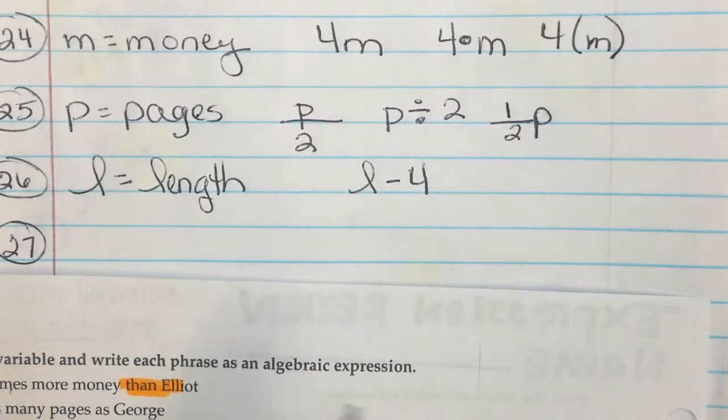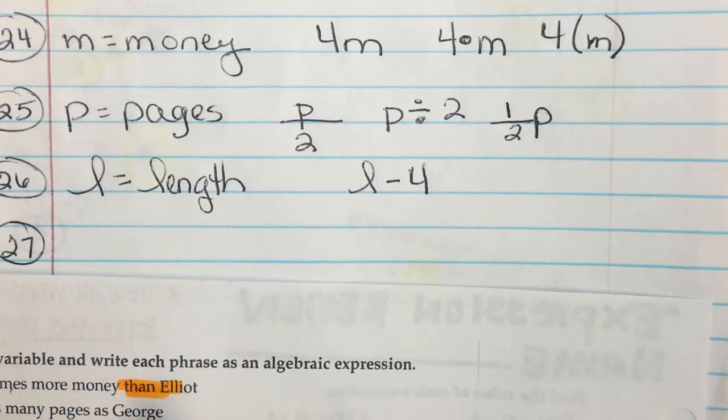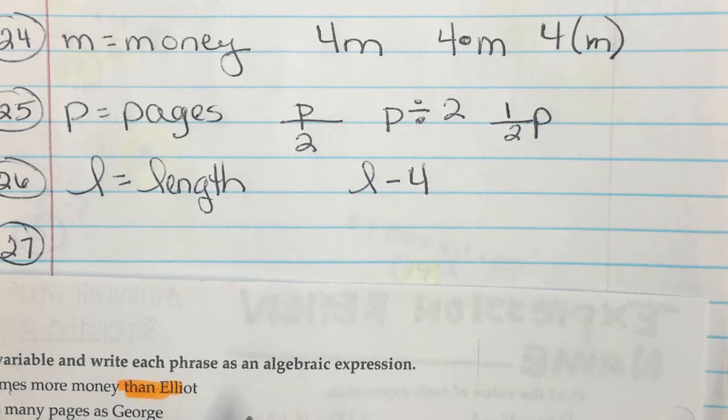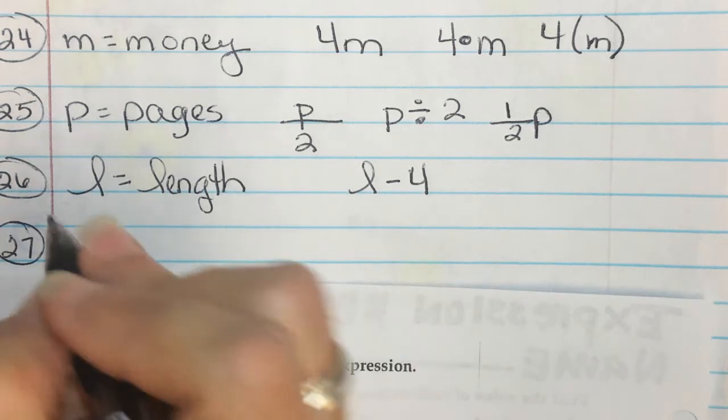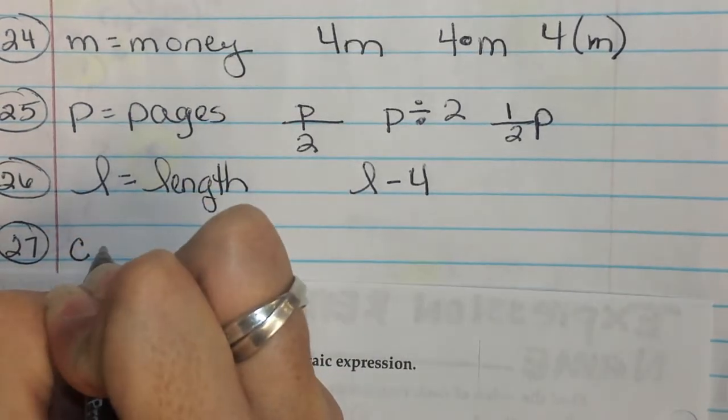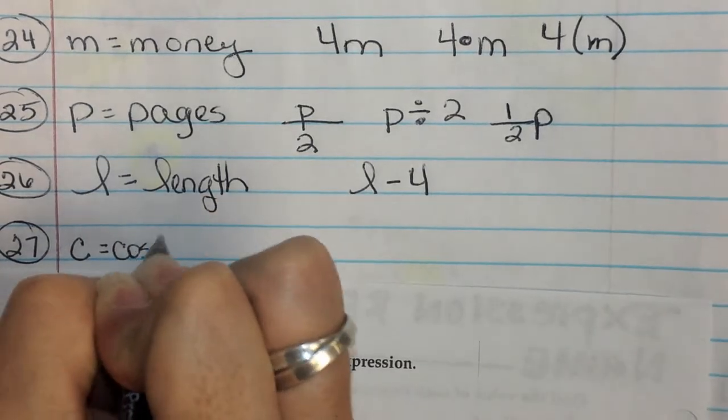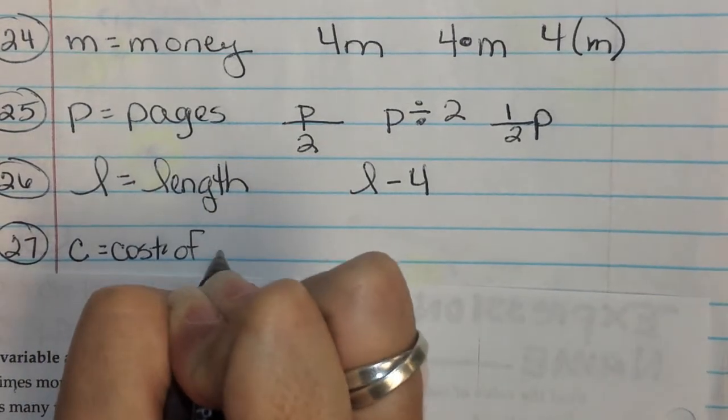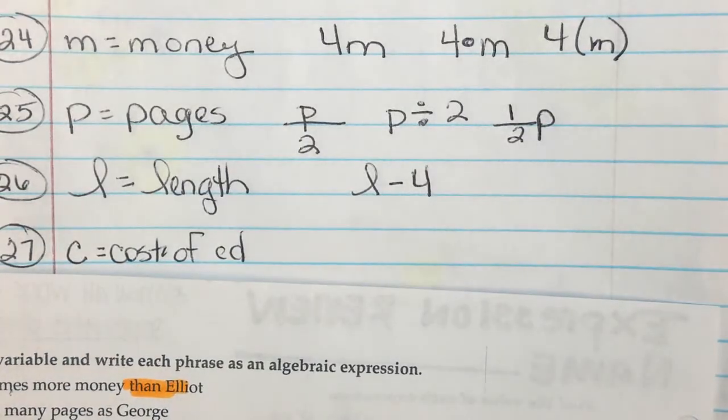27. The cost of a CD and a $12 DVD. What do we not know about? The cost of the CD. Right. C, I'm going to make it cost, and I'm going to do some extra words. I'm going to call it cost of CD.